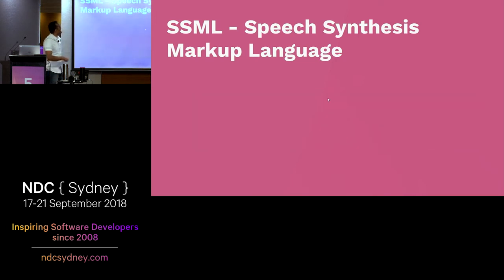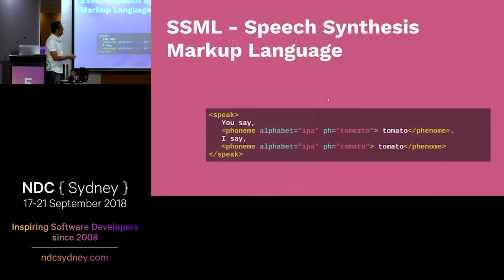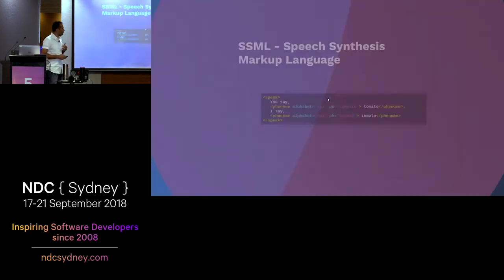I'm not going to go through each and everything in SSML, but there are a whole bunch of things, including phonetics. You say tomato, I say tomato. You can basically play around with how that is pronounced. So there's a lot of things in SSML itself that you can spend your time looking at.